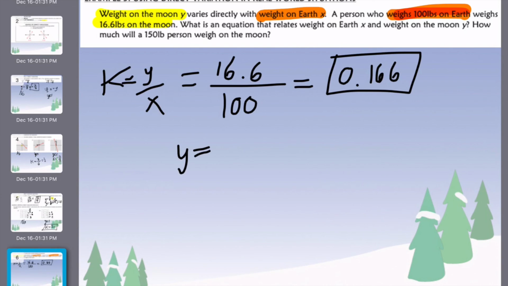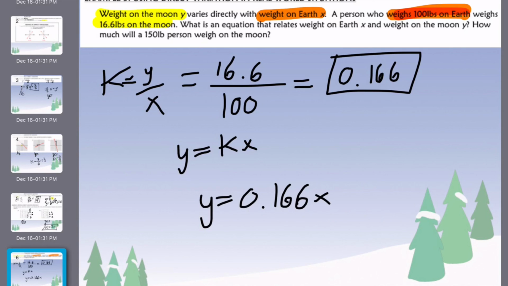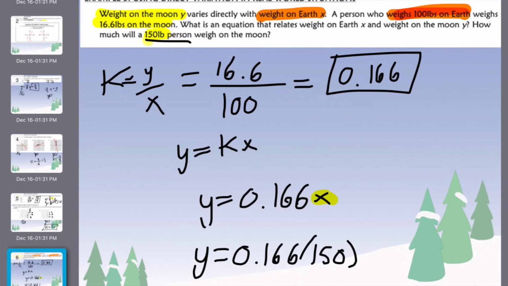Again, the formula is going to come out to be y equals kx, whatever my constant of variation is. So this is going to be y equals 0.166 times x. In order for me to figure out how much a 150-pound person weighs, that's 150 pounds on Earth. So what I have to do is take that value and throw it in where x is. So this would be y equals 0.166 times 150. And that would come out to be roughly 24.9 pounds. So I'm going to make that a squiggly equal sign there, 24.9 pounds.